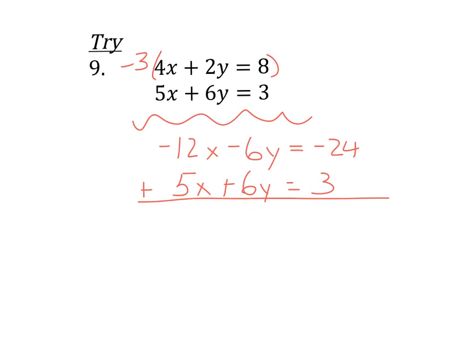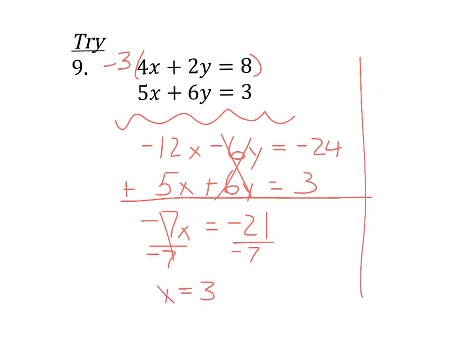Alright, so negative 12x plus 5x is negative 7x. The negative 6y and 6y eliminate each other, which is what I wanted. Negative 24 plus 3 is negative 21. So now divide by negative 7. And I end up with x equals a positive 3.